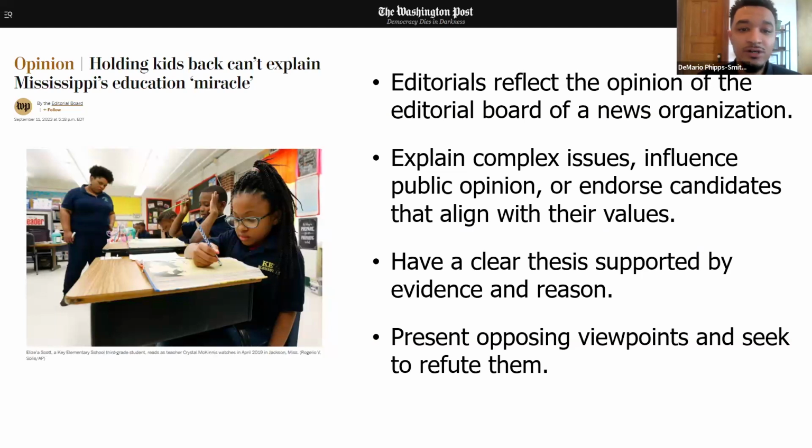Like news articles and straight news reporting, opinion journalism has a clear thesis that's supported by evidence and sound logic. And again, it doesn't refute opposing viewpoints. It encourages the discussion. It encourages opposing viewpoints in the discussion.